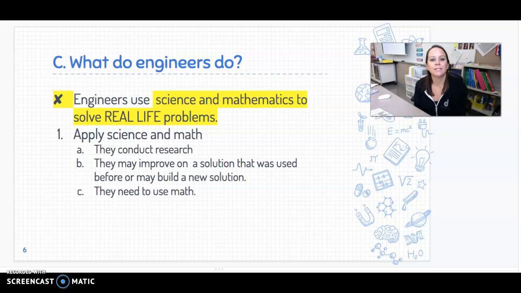Part C, what do engineers do? Well, engineers use science and math to solve real-life problems, okay? So one of the things that they do is they apply science and math by conducting research. They may improve on a solution that was used before, or they may build a new solution.